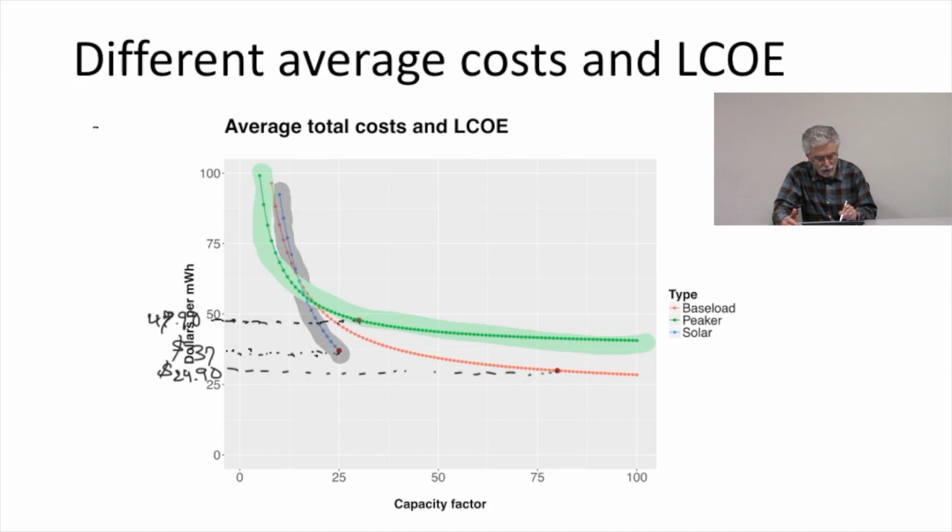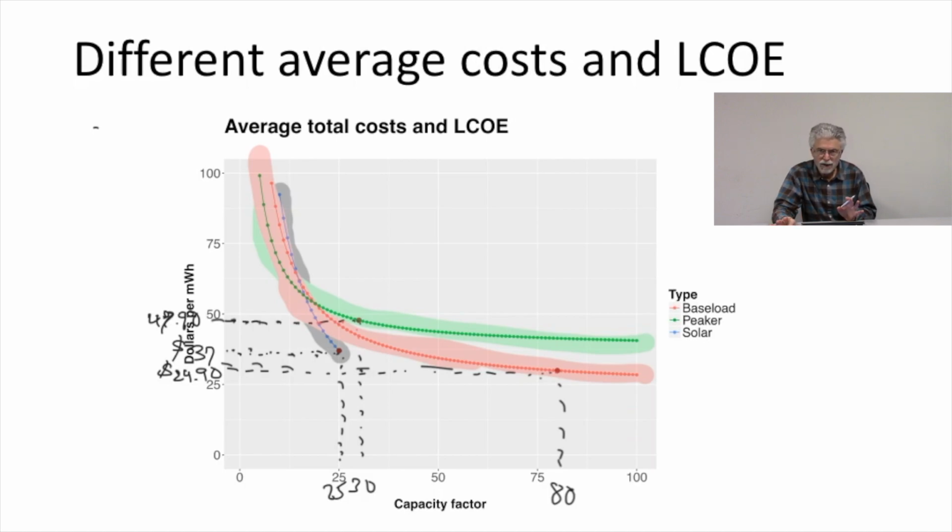So for our gas peaker, we had an anticipated capacity factor of 30%. For solar, it was 25%, and for our baseload power plant, it was 80%. The baseload power plant is here, the average cost, and the levelized cost of energy is the average total cost at 80% capacity factor, and that is $29.90.